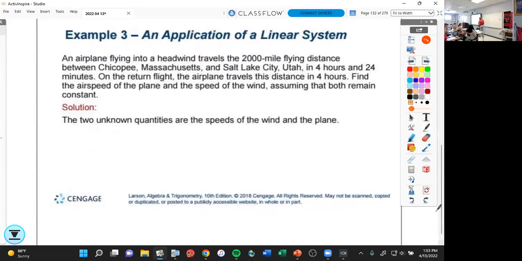An airplane flying into a headwind travels the 2,000-mile flying distance between Massachusetts and Utah in 4 hours, 24 minutes. On the return flight, the airplane travels this distance in 4 hours. Find the airspeed of the plane and the speed of the wind, assuming that both remain constant.